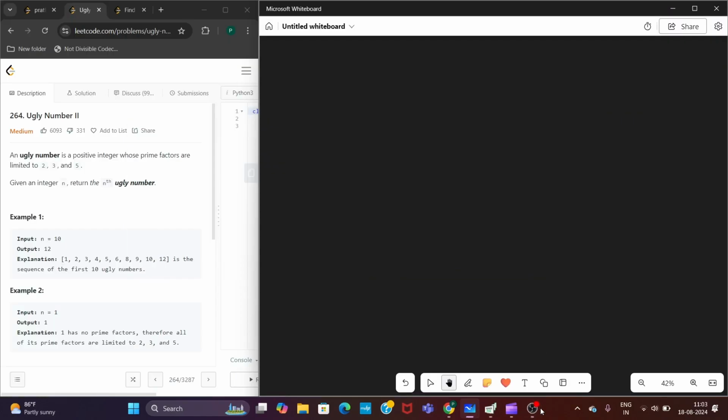So we are going to discuss our LeetCode problem of the day, and our problem is Ugly Number 2. Now let's see what is an ugly number. An ugly number is a positive integer whose prime factors are limited to 2, 3 and 5.